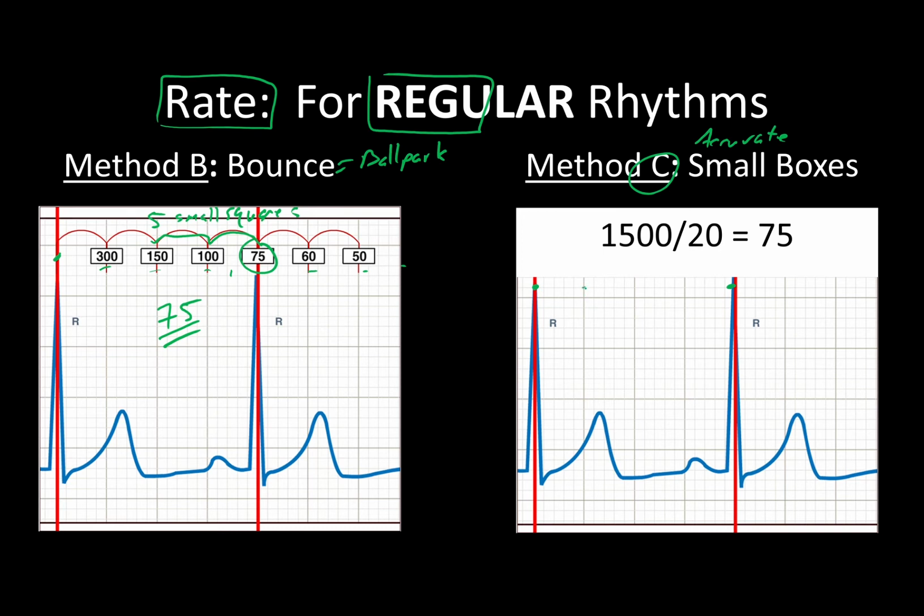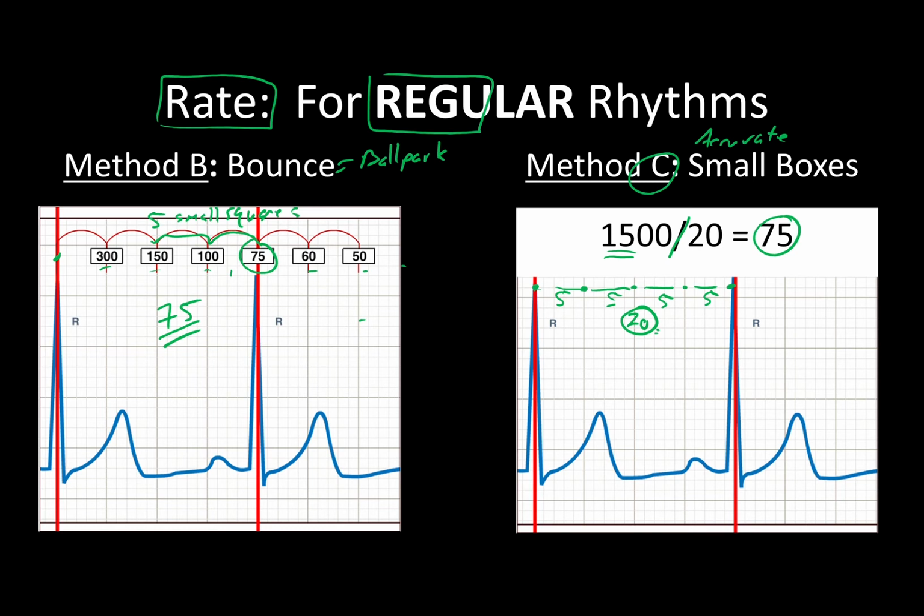Now, each one of these darker grid lines represents 5 small boxes, correct? So we can say that from here to here is 5, here to here is 5, 5, and another 5. So all told, that's 20 small boxes. So the number we get, we actually divide into 1500. And the 1500 will be the same every time. And 1500 divided by 20 equals 75. Not surprising, because these 2 rhythms are identical and they've got the exact same rate.